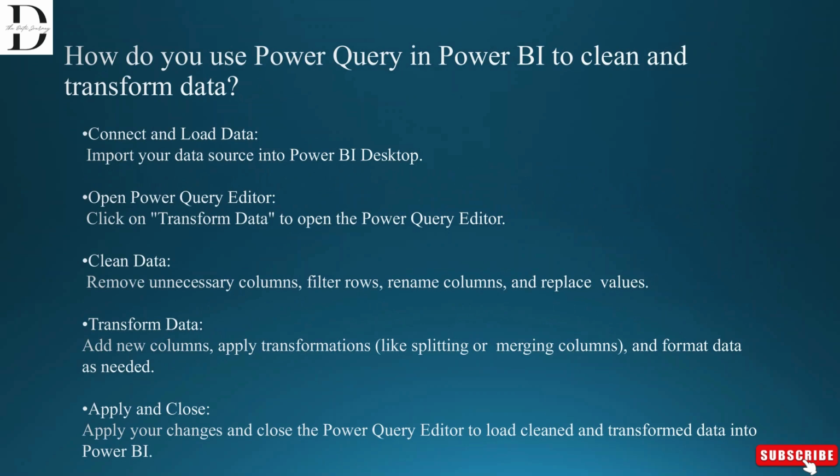Connect and load data. Import your data source into Power BI Desktop. Open Power Query Editor. Click on Transform Data to open the Power Query Editor. Clean data. Remove unnecessary columns, filter rows, rename columns, and replace values. Transform data. Add new columns, apply transformations, like splitting or merging columns, and format data as needed. Apply and close. Apply your changes and close the Power Query Editor to load cleaned and transformed data into Power BI.